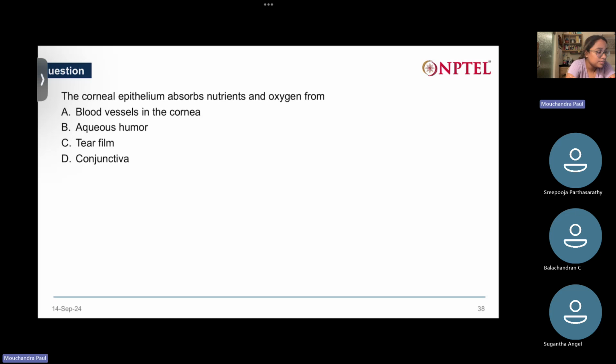Corneal epithelium absorbs nutrients and oxygen from where? The blood vessels in the cornea, aqueous humor, tear film, or conjunctiva? A, ma'am. So actually the correct answer is C, the tear film.